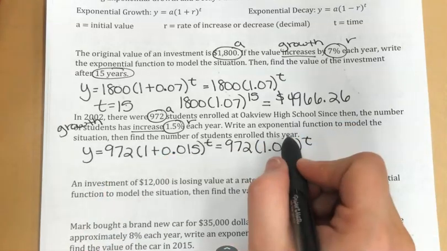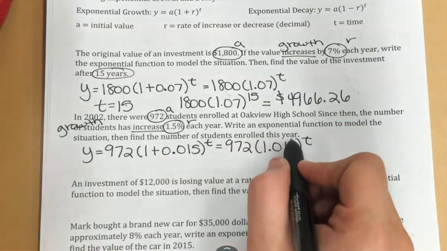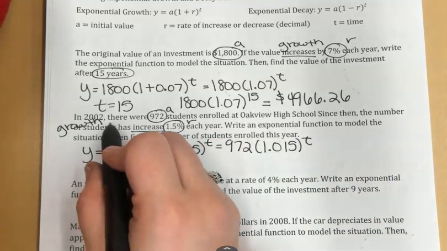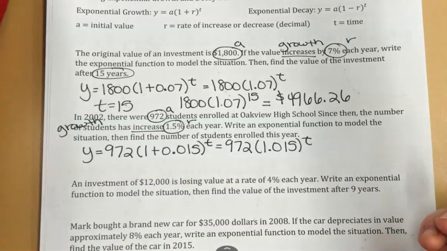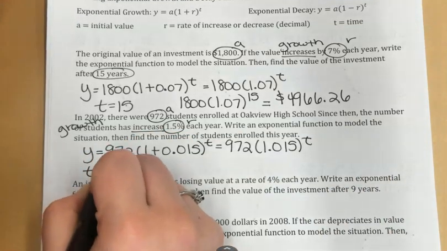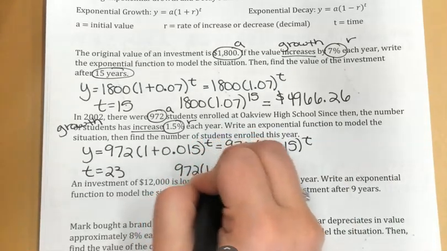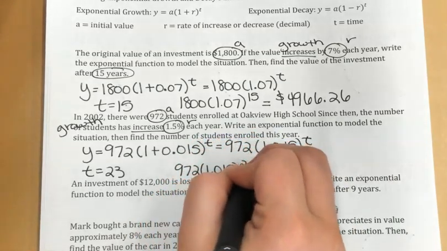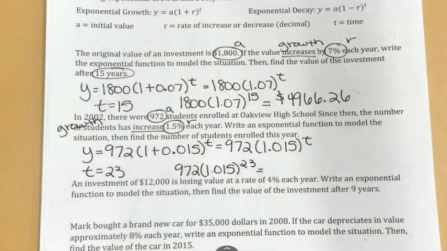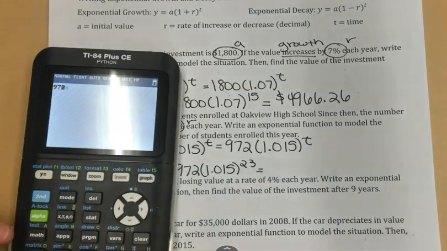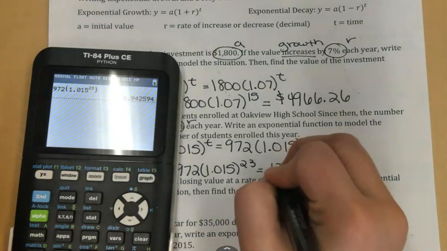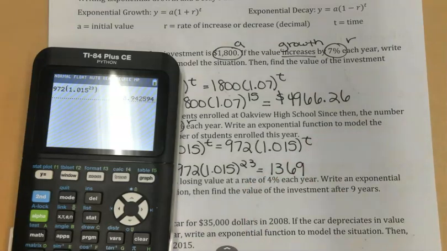And then if I want to find the number of students enrolled this year, well, I need to figure out how many years it's been since 2002. It's currently 2025, so that will have been 23 years. So 972 times 1.015 to the 23rd power. And we're talking about a population, which is people, so we need to round to a whole number. So it's going to be about 1,369 students.